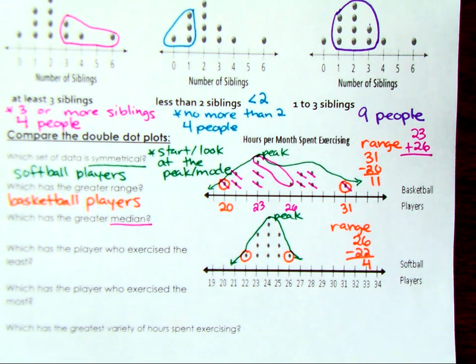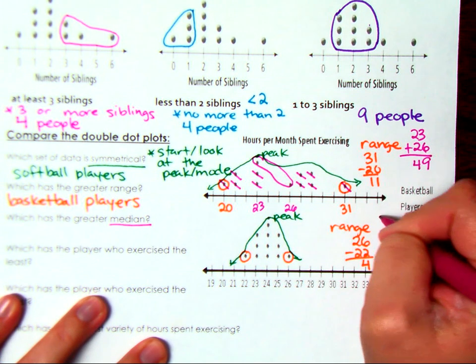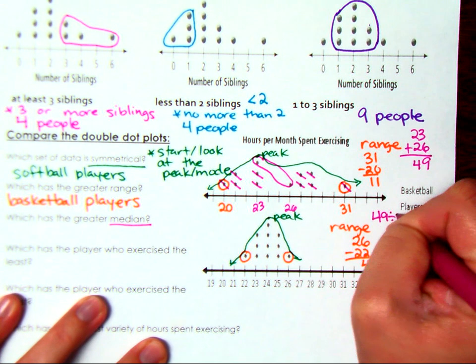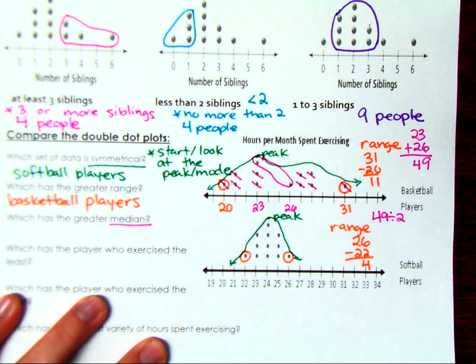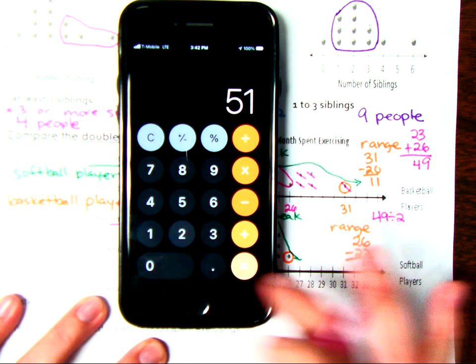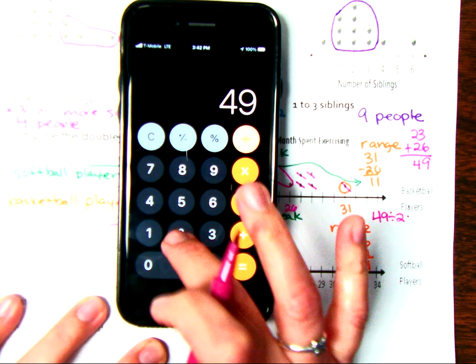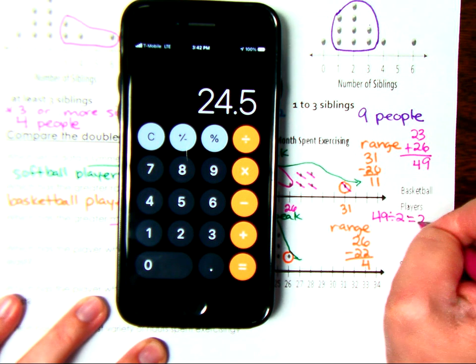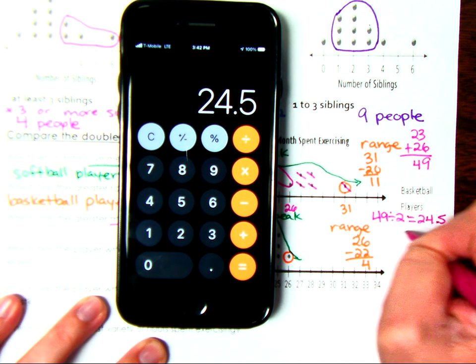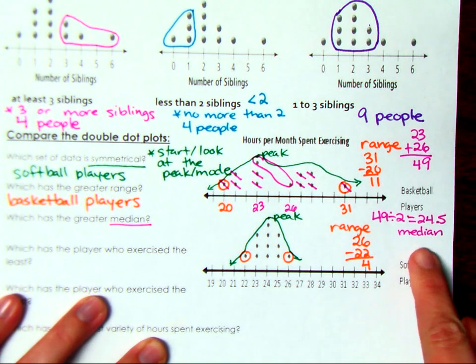And just for time purposes, we're going to go ahead and look at this. That's 49. So 49 divided by 2. We'll just use the calculator real quick to make sure we have enough time for everything else. So add my 2 middle numbers and divide by 2. Oops, 49 divided by 2, not plus 2. So their median for the basketball players is 24 and 5/10.